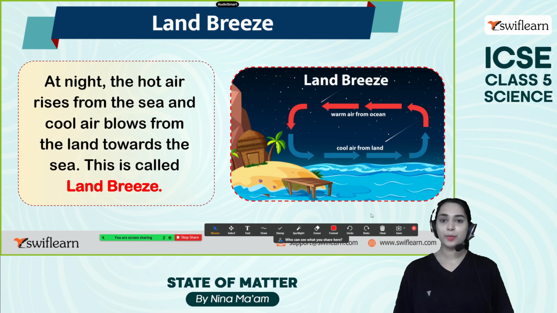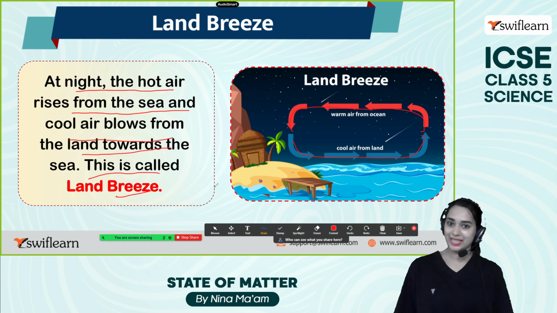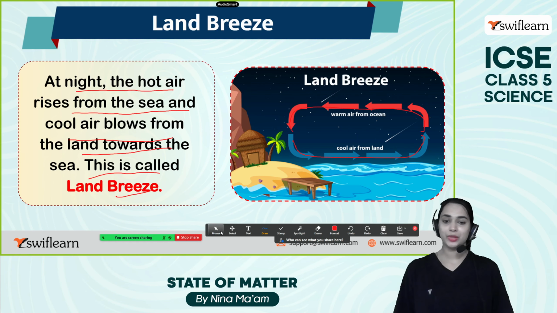Now let's know about land breeze, which means at night, the hot air rises from the sea and cool air blows from the land towards the sea. This is called land breeze. Here you can see the cool air from the land and warm air from the ocean, and it blows from the land towards the sea. That is called the land breeze.